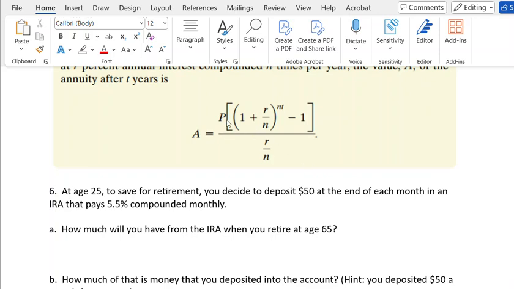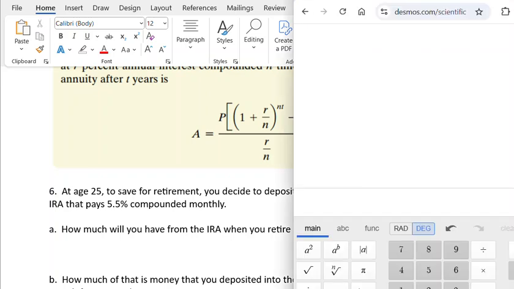So I'm going to plug into this formula. 50 is going to be plugged in for P because that's the amount that I am depositing each month. My N is going to be 12 because it's compounded monthly. 5.5% means that my R is going to be 0.055. And T is the time in years. So from age 25 to age 65, that's going to be 40 years. So I will plug in 40 for T. So let me bring up my calculator here.